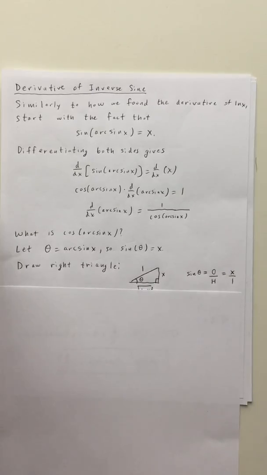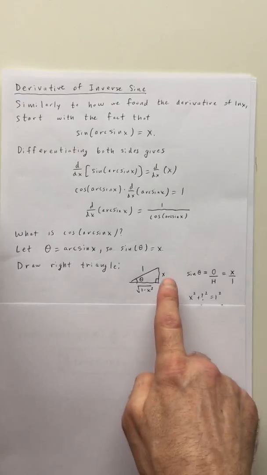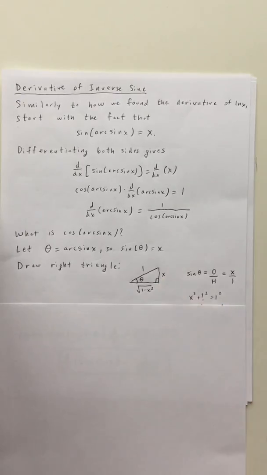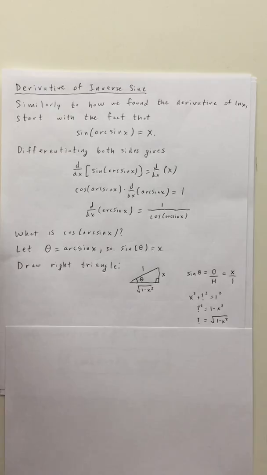So if we label our right triangle here, the opposite side is x and the hypotenuse is 1. And then we need to use the Pythagorean theorem to figure out the missing side, right? If we call it question mark, we know that x squared plus question mark squared equals 1 squared. And solving for question mark, we get that question mark is square root of 1 minus x squared. So that's the missing side of our right triangle.